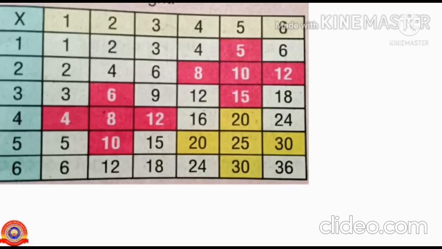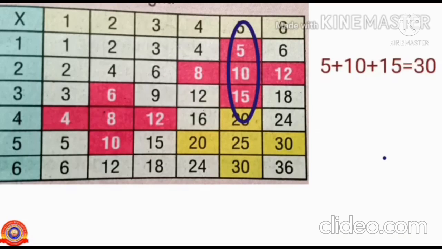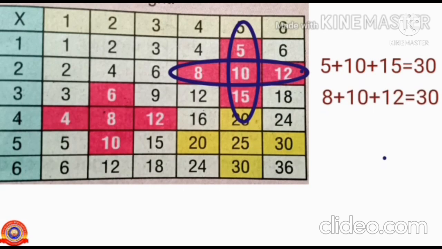Children, see the numbers in the colored boxes. In the first box, which are the numbers from top to bottom? Yes, 5, 10 and 15. Let's add these numbers. 5 plus 10 plus 15 equals 30. Then which are the numbers from left to right? Yes, 8, 10 and 12. Let's add these numbers. 8 plus 10 plus 12 equals 30. We got the same answer.